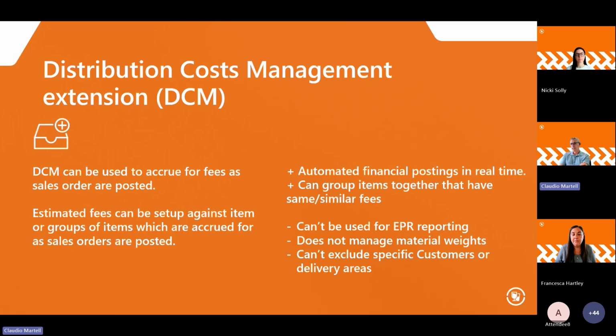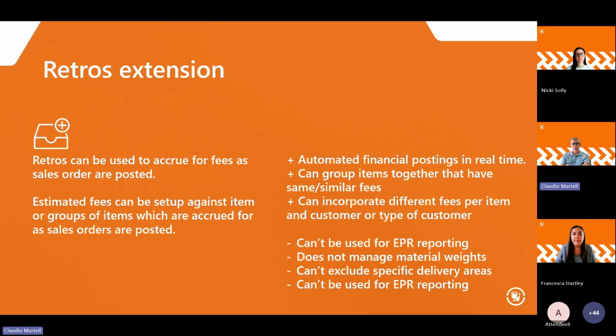And then if you want to be a little bit more sophisticated, Retros does a similar thing where you can set up the fees against your items. The difference between Retros and distribution cost management is that here you can be a bit more prescriptive about which sales are actually accrued for. So you can put different types of customers and different types of items that can attract the fees or not attract the fees, whereas the distribution cost management is a bit more blunt. It'll just do it for the item or the group of items, kind of a yes or no type thing.